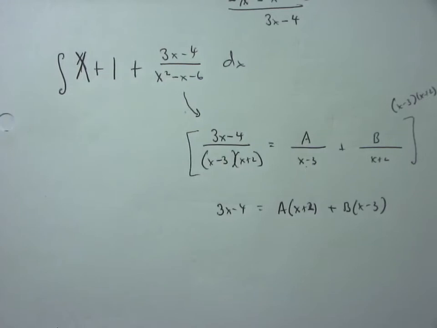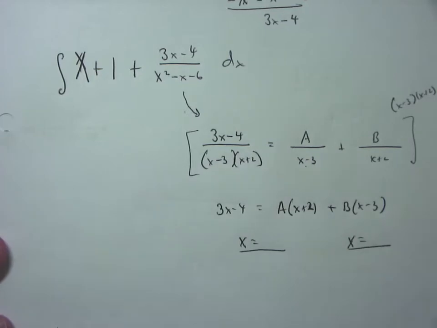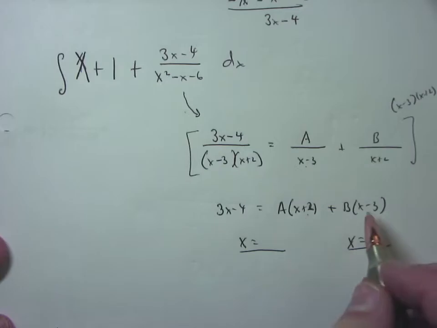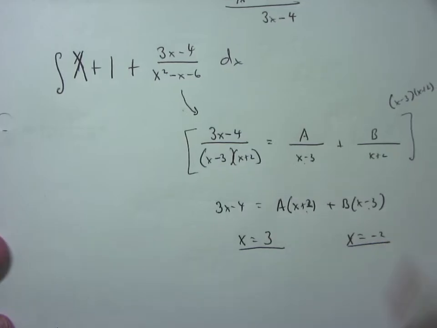How many letters do I have to solve for? Two, so pick two x's. What numbers do you suggest I use? The annihilators. I'm going to choose negative 2 and 3. So x equals 3, x equals negative 2.